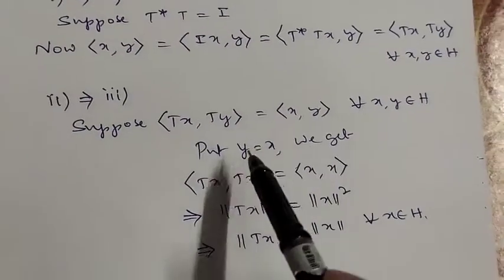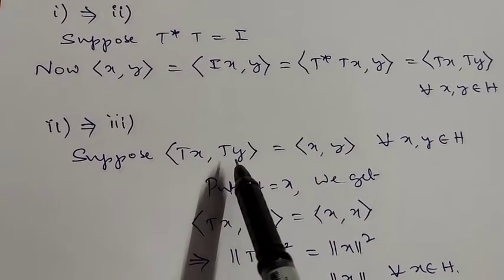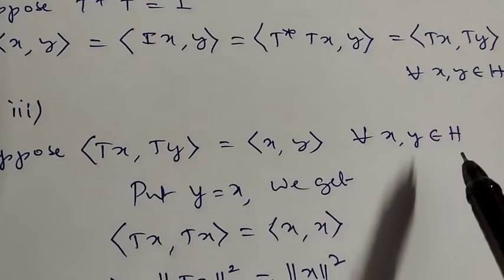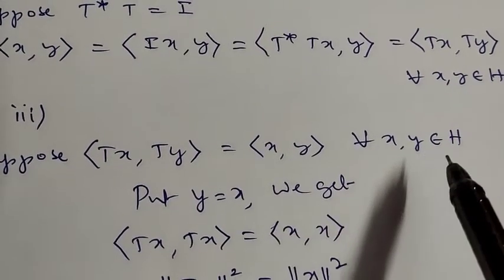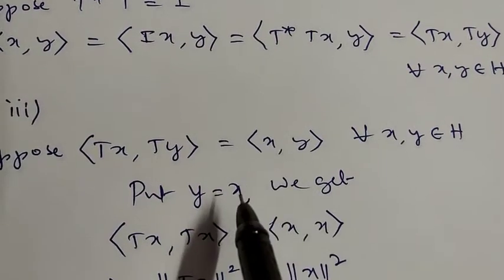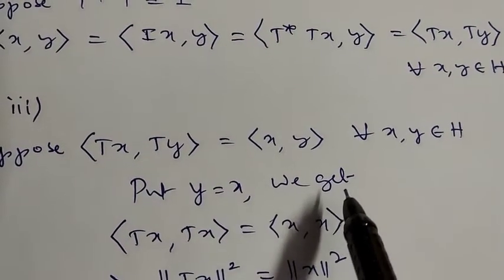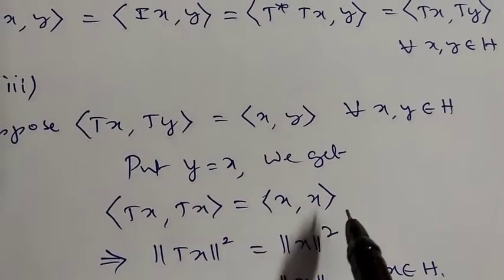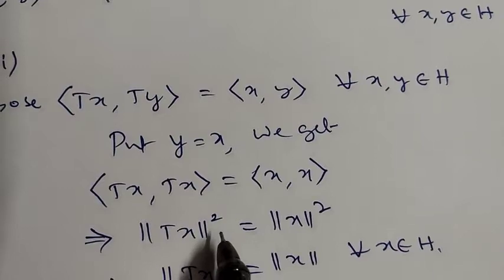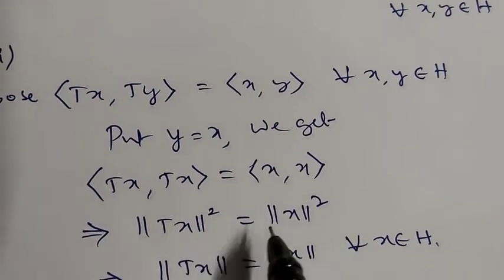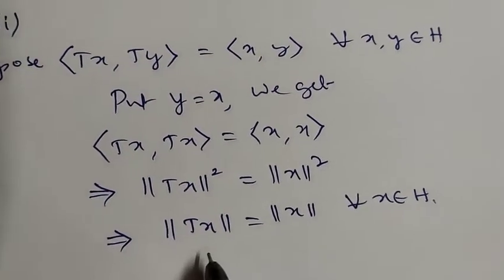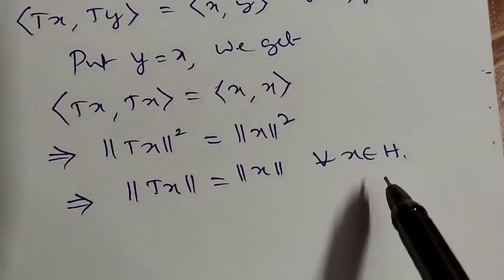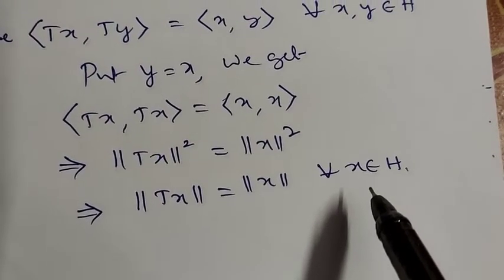Now let us come to 2 implies 3. Suppose inner product of T of x comma T of y is inner product of x comma y for every x, y belongs to H. Now this holds for every y belongs to H, means you can put y equal to x, so that we get inner product of T of x comma T of x is equal to inner product of x comma x, means norm of T of x whole square is equal to norm of x square. This implies norm of T of x is equal to norm of x for every x belongs to H, which is nothing but 3. So 2 implies 3.